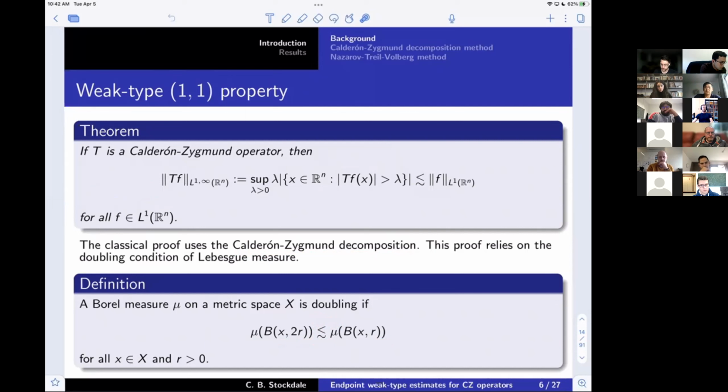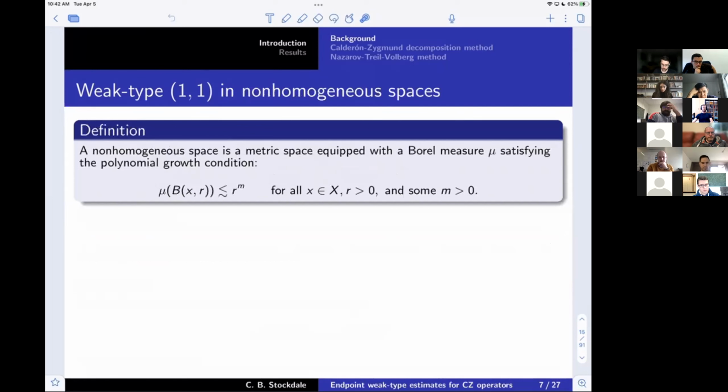In the 90s, Nazarov, Treil, and Volberg asked a question. Can we develop a systematic theory for Calderón-Zygmund operators in a setting where we don't have the doubling property anymore? So if we get rid of that, maybe replace it with a different condition, can we still get a nice theory of singular integral operators? So the condition that they imposed, they forgot about the doubling condition, but instead considered a polynomial growth condition.